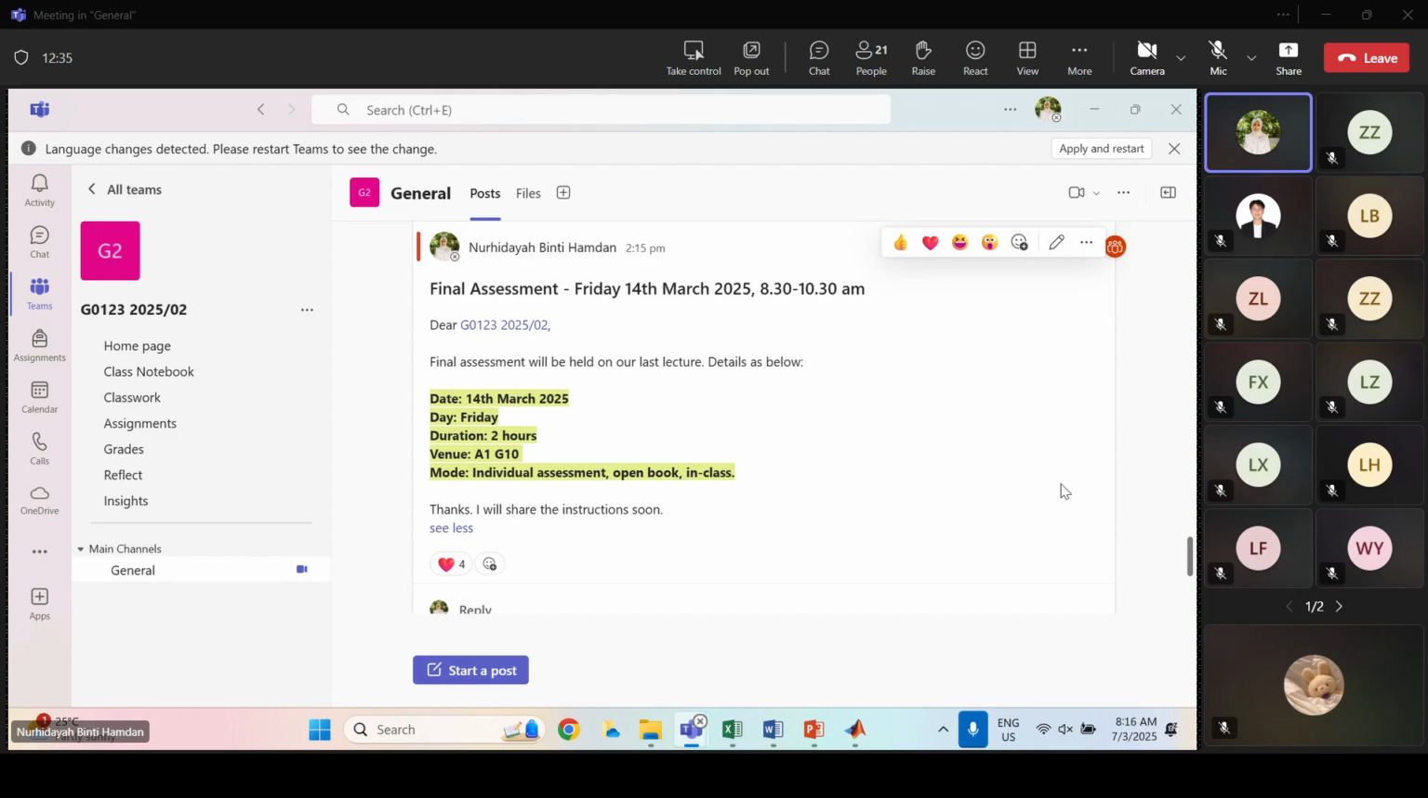You can bring anything you want, except you can communicate with your friend. Don't use your phone. Don't use your tablet. Only one device is allowed. You cannot use AI. You cannot communicate with your friend. Just close all your Teams, your WeChat, your WhatsApp, or whatever in your laptop.